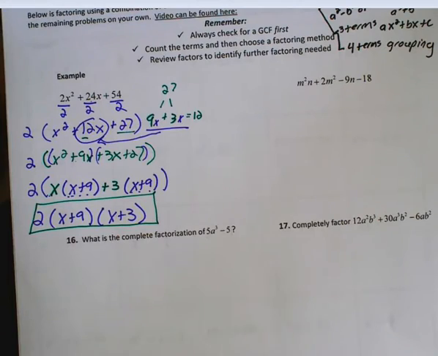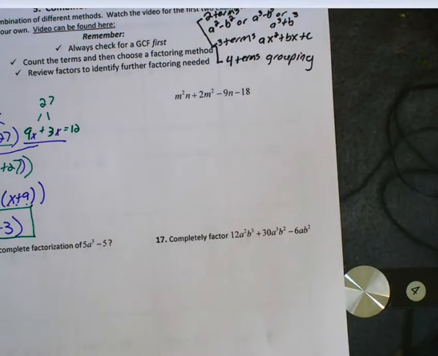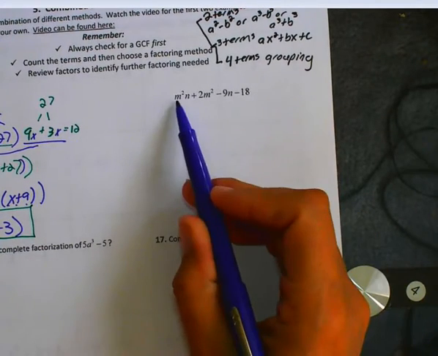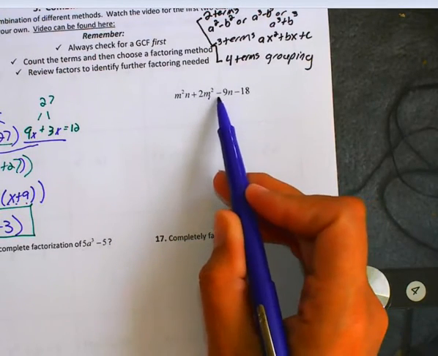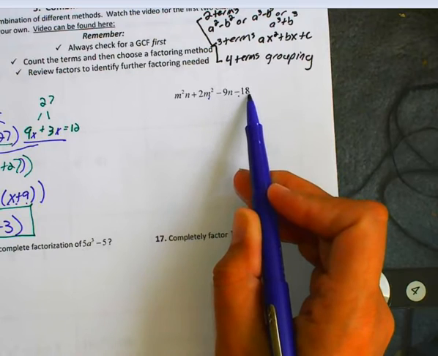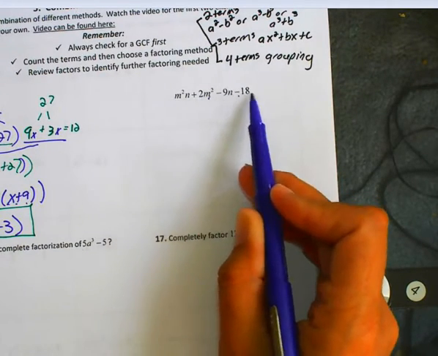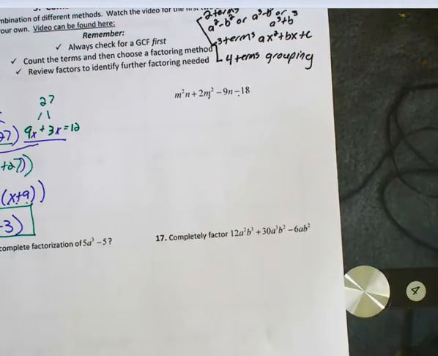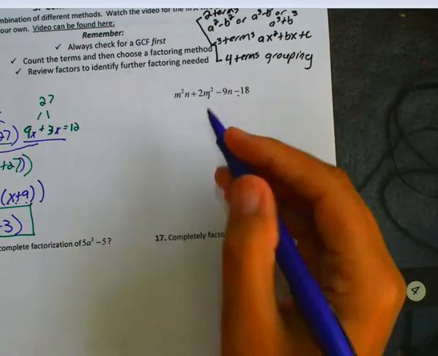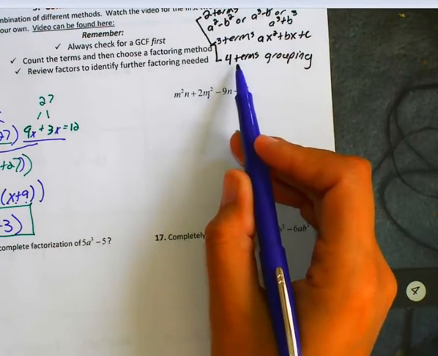All right, let's look at one more. Okay, first we're going to look for a GCF. Is there anything I can factor out of here? So I have m squared times n plus 2m squared minus 9n minus 18. So if I look at all these, I'm looking at the numbers, and then I'm also looking at the variables. I don't see anything that I can factor out, so there's no GCF in this one. Then I'm going to count my terms, 1, 2, 3, 4. So I know for 4 terms I'm going to be grouping.